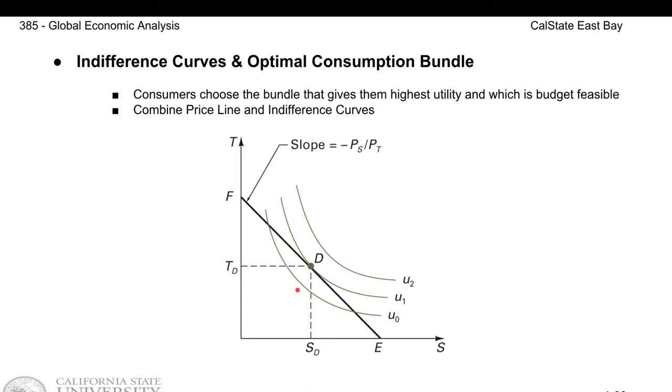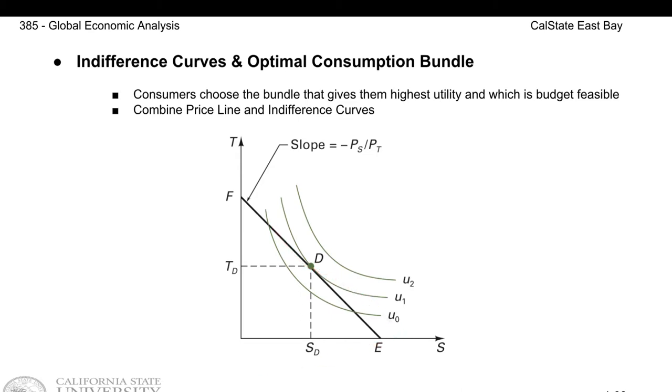On the other hand, there are some points on this lower indifference curve U0 that are affordable. For example, this point here and this point here. However, consumers can do better than U0.